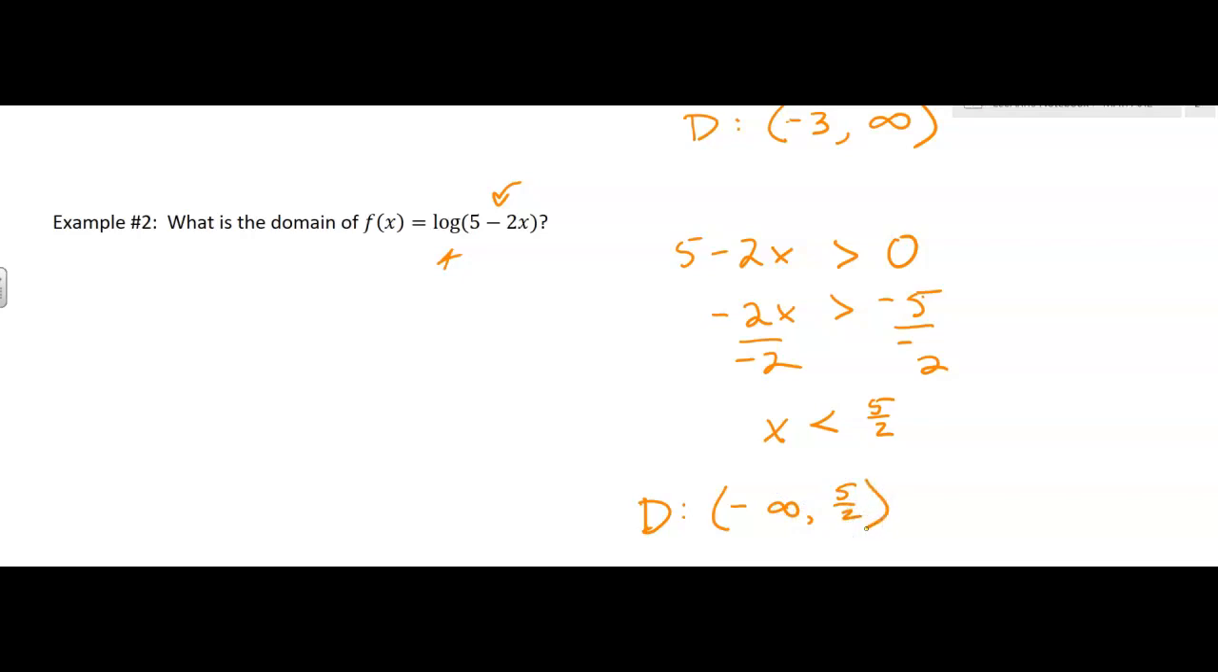Because it's got to be less than 5 over 2, we had to switch the inequality when we divided by a negative number. So just be aware that those things can happen. It's the same rules that we had for solving an inequality. It does change the looks of the domain a little bit, though, from the previous example. So there's the domain, and that's just what we were working on here, finding the domain. It's based on the argument, and the argument has to be greater than 0. Remember, the argument is what you're taking the logarithm of. Okay?